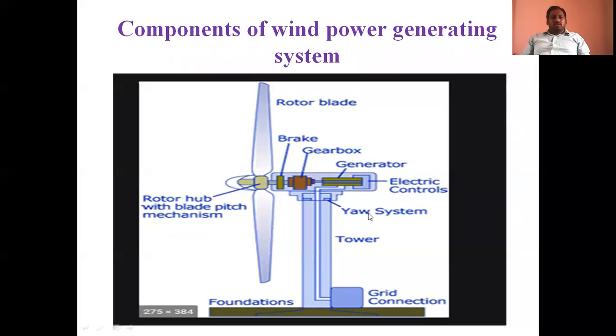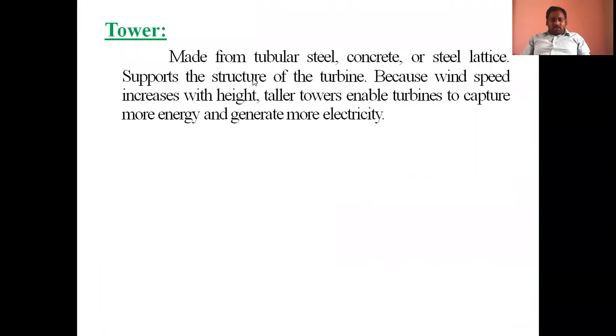So next one is the tower. So what is a tower? So here this is a tower. What is the importance of the tower? This tower can support this rotor or wind turbine, blades, gearbox, generator, and other auxiliary equipment. That's why, see here, it is made from tubular steel and concrete or steel lattice. This supports the structure of the turbine because wind speed increases with height. So here the tower can support all the components.